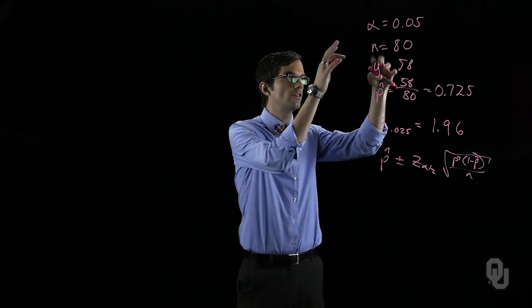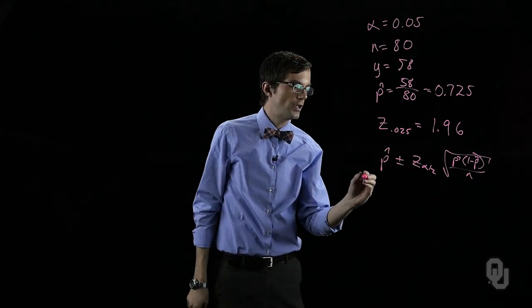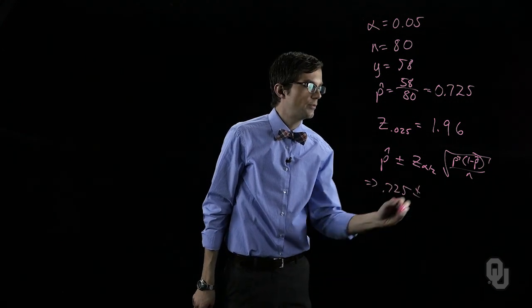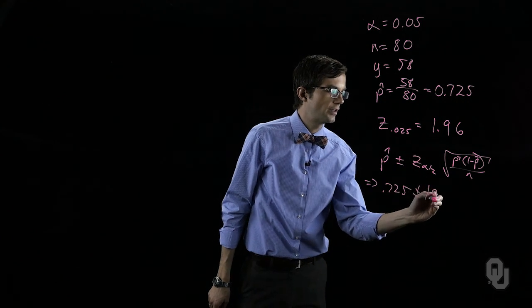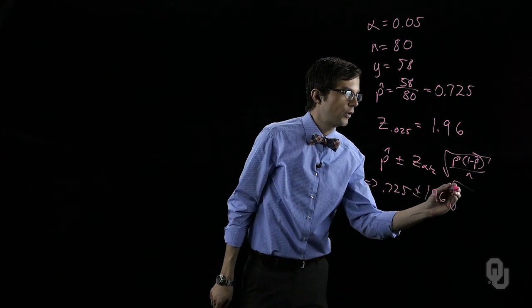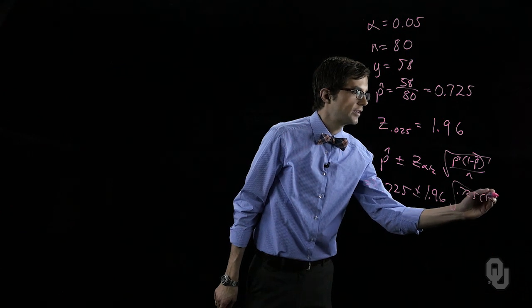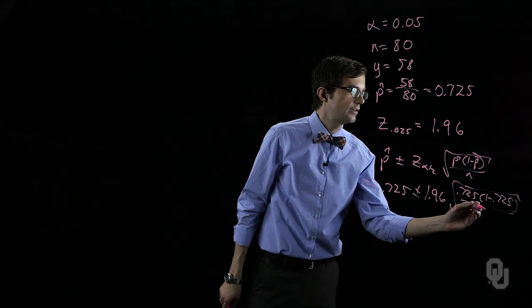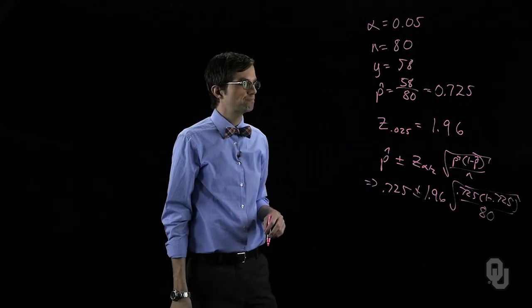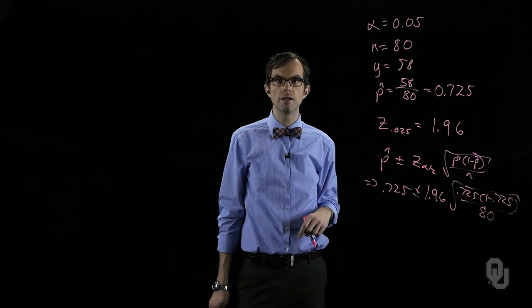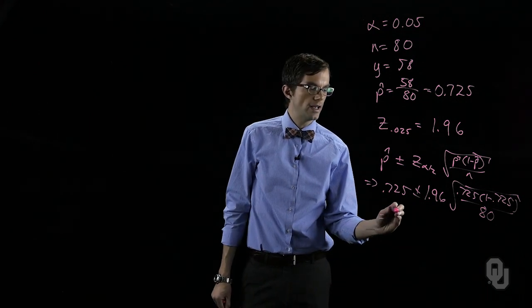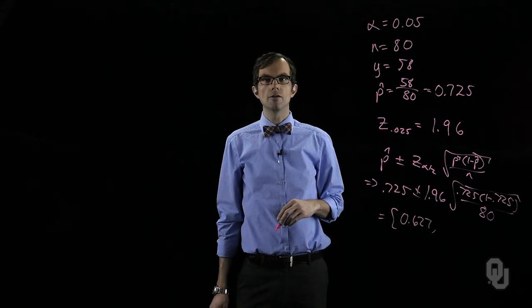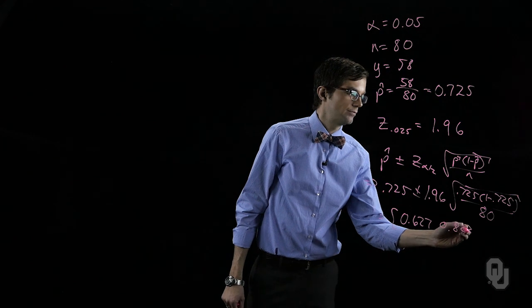Okay, so let's put all these values into this equation. That is p hat 0.725 plus and minus z alpha over 2, 1.96, times the square root of 0.725 times 1 minus 0.725, all over n. And n in this case is 80. That's just arithmetic. We can do that pretty easily. We've got a lower bound here of 0.627 and an upper bound of 0.823.